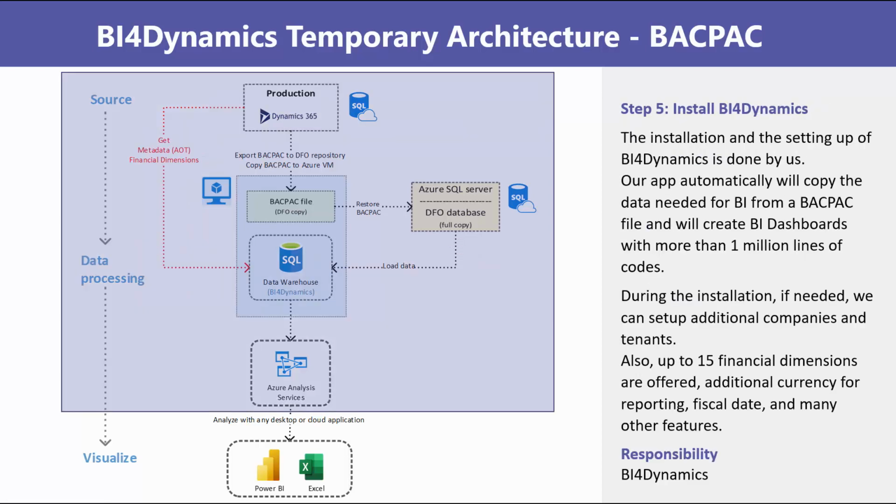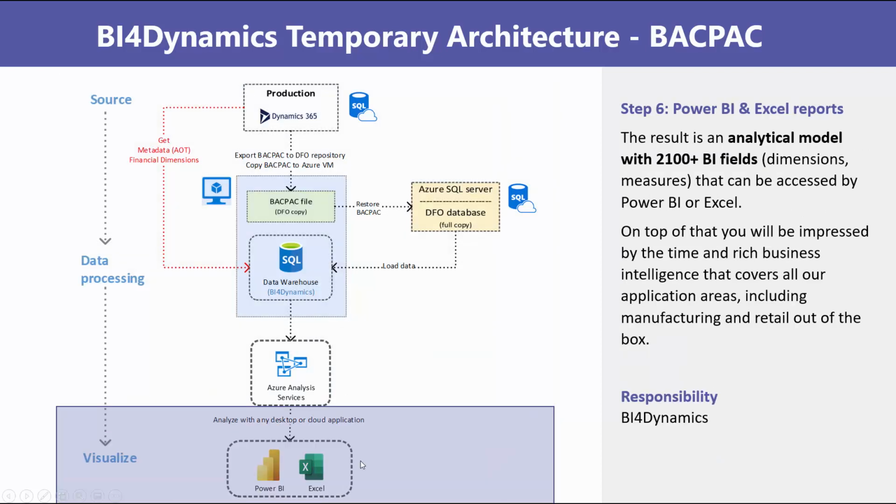Step 5, install BI4Dynamics. The installation and the setting up of BI4Dynamics is done by us. Our app will automatically copy the data needed for BI from the backpack file and will create BI dashboards with more than 1 million lines of code. During the installation, if needed, we can set up additional companies and tenants. Also, up to 15 financial dimensions are offered, additional currency for reporting, fiscal date, and many other features.